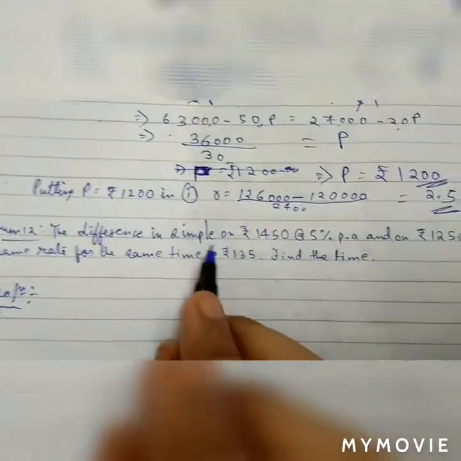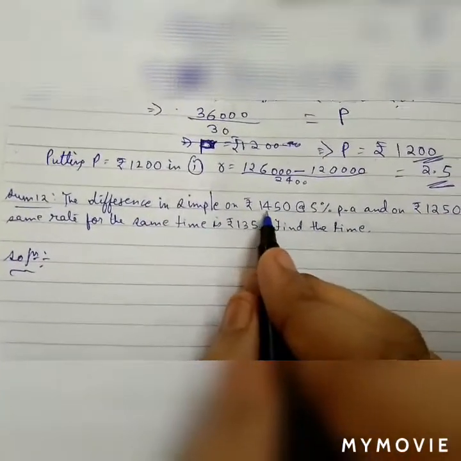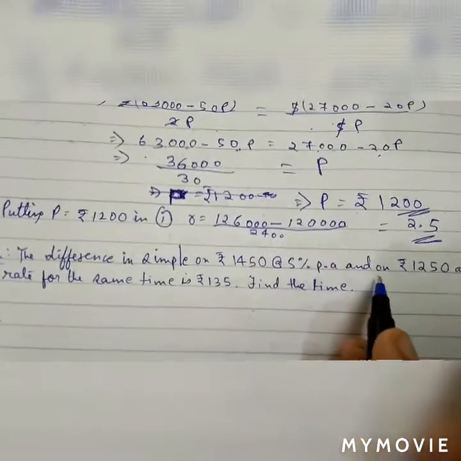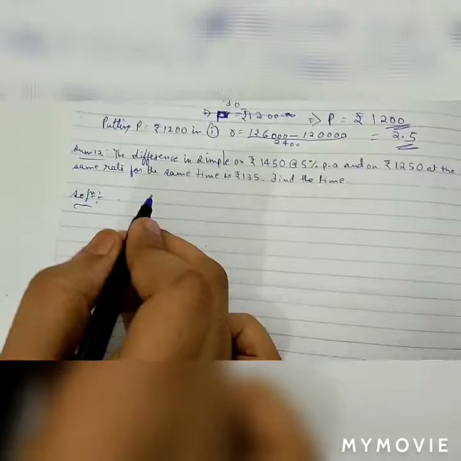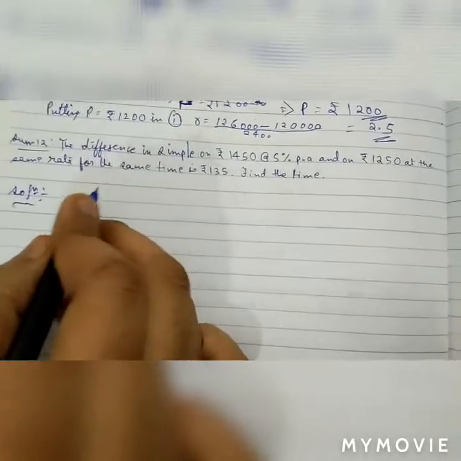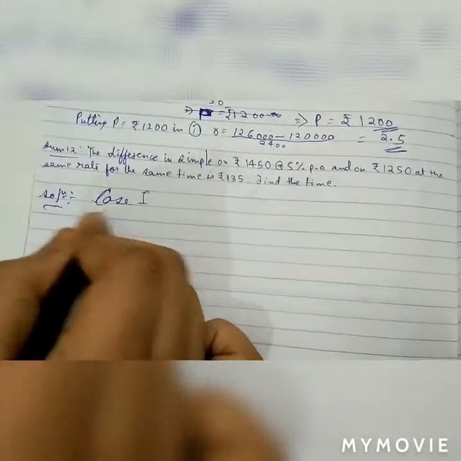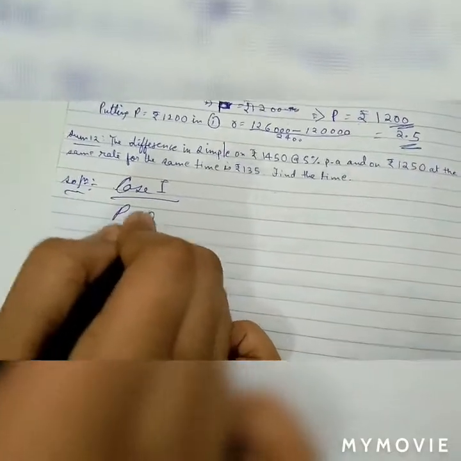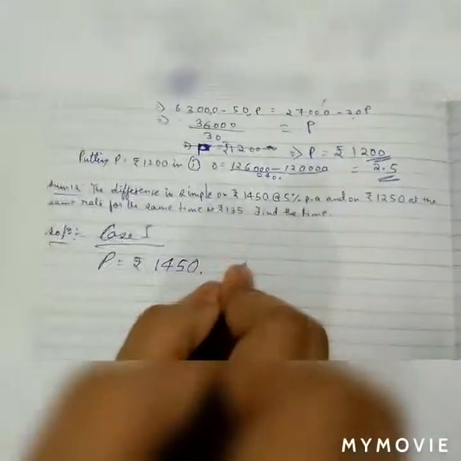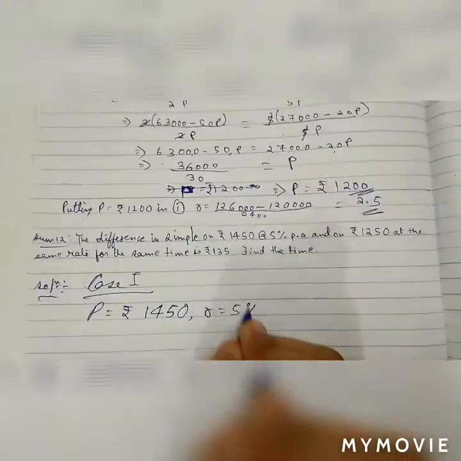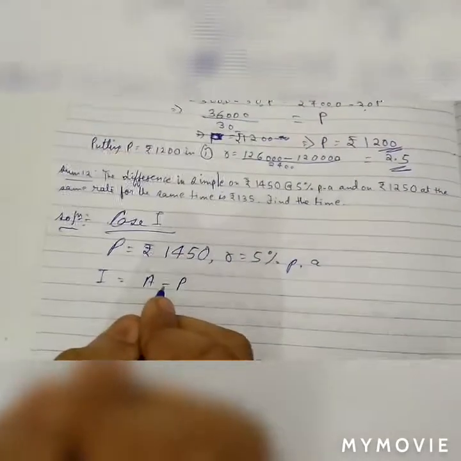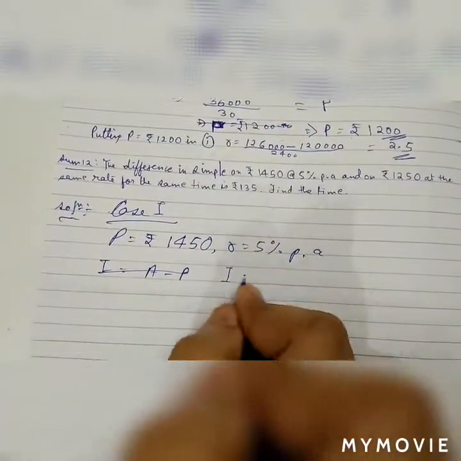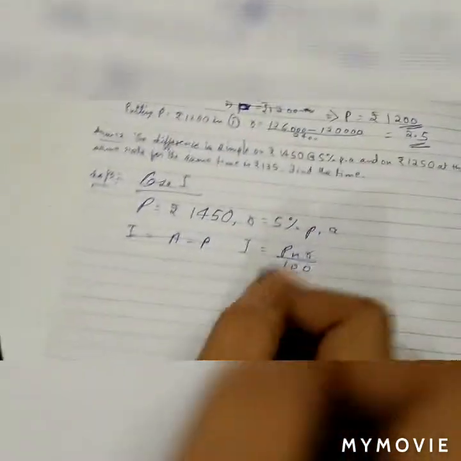The difference in simple interest on rupees 1450 at the rate of 5% per annum and on rupees 1250 at the same rate for the same time is rupees 135. Find the time. We will solve this sum in two cases. First of all, case 1: P equals rupees 1450, R equals 5% per annum. I equals A minus P, no, this is not required. I equals P into N into R divided by 100. This will be the only working formula.